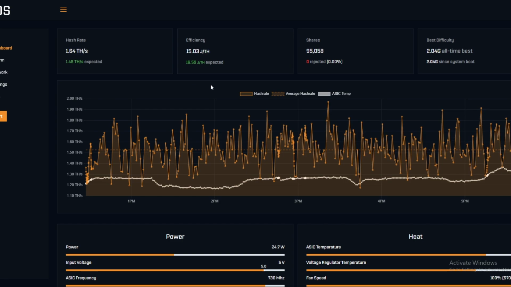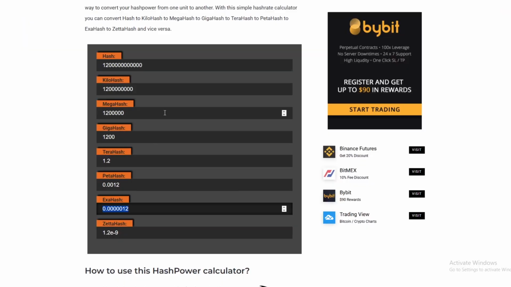Now we could also do a very, very rough calculation of how many BitAxes there are on the network, and then convert that number into our probability of hitting a block over the next year. So what I mean by that is, let's say that I'm going to take a rough estimate on this one and say that there's around 45,000 terahash in terms of all the BitAxes out there that are currently running.